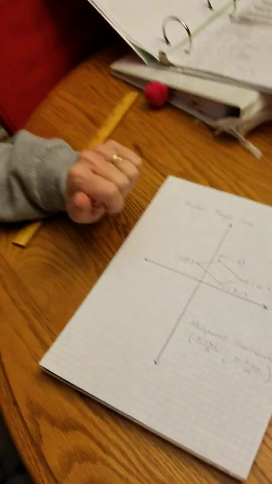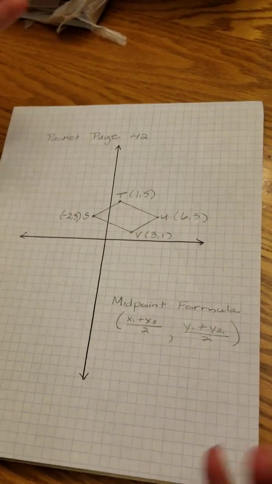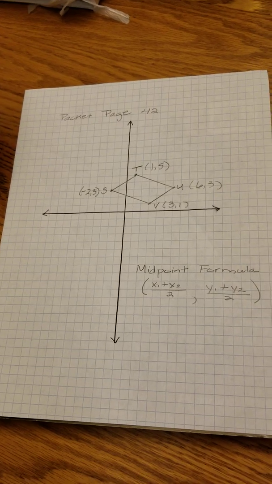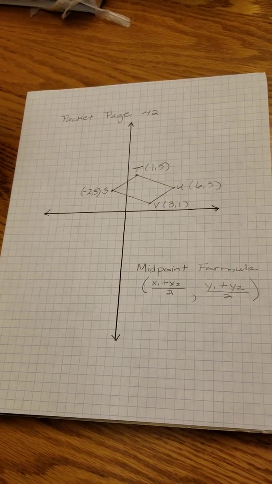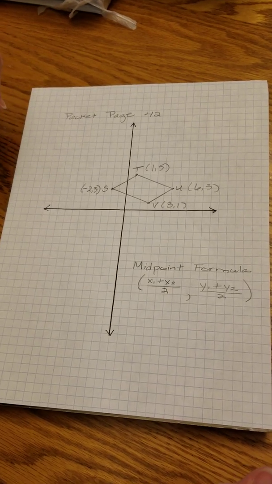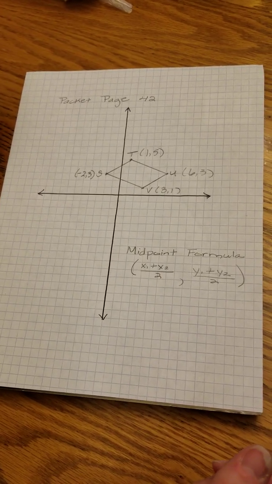Hey, I just want to show you one more thing from the packet on page 42. So Mrs. Davis showed you how to prove that a quadrilateral is a parallelogram using opposite sides congruent or opposite sides parallel. But I'd also like to show you how to prove it using that the diagonals bisect each other.